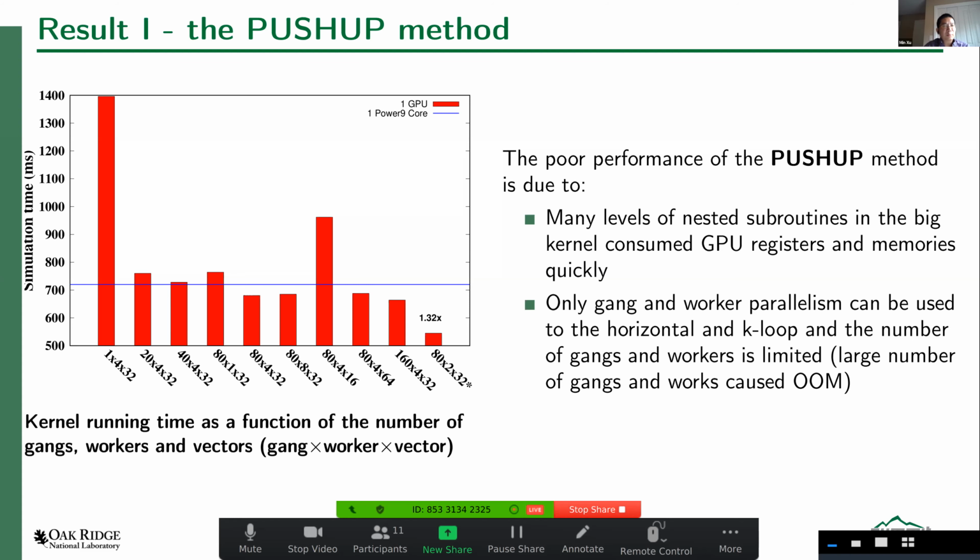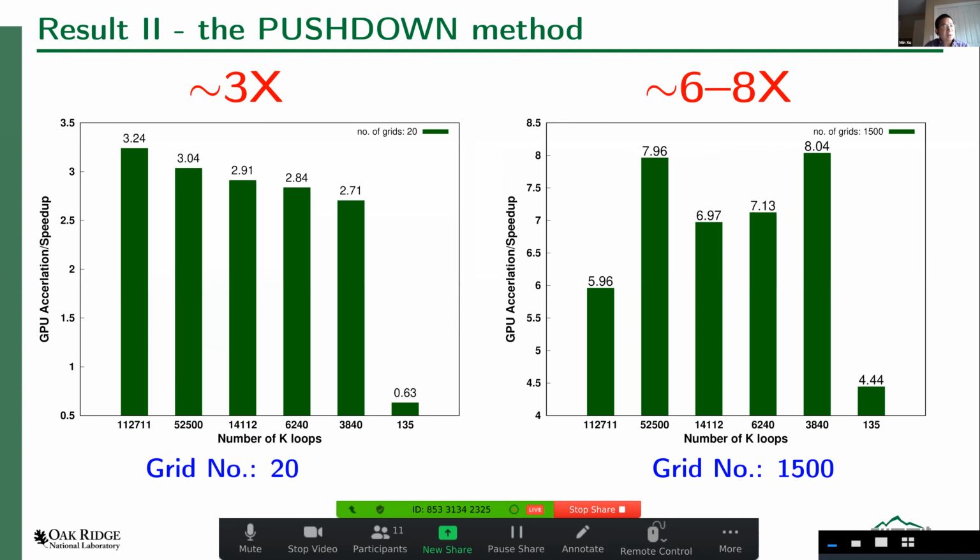So how about the pushdown method? We show the results of the pushdown method. The left and right figures are results with different horizontal dimension sizes, one is 20 grids and the other is 1,500 grids. The y-axis is the speed up value and the x-axis is the number of K loops. From the figure, we can see that the GPU acceleration runs generally have 3 and 8 times speed up for the small and large horizontal dimension sizes, compared with the CPU-only serial runs.